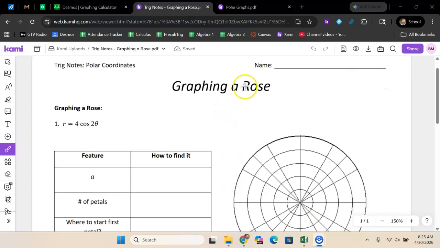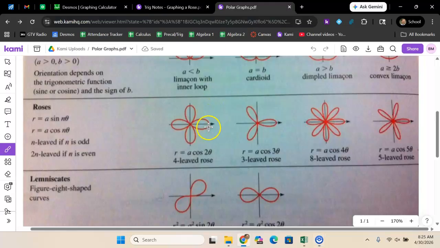In this video, we are going to graph roses. It's a different kind of polar graph. Here on this page, we have roses. We're going to have a number in front, then times either sine or cosine, and then there's also going to be a number in front of your theta, in front of the angle.